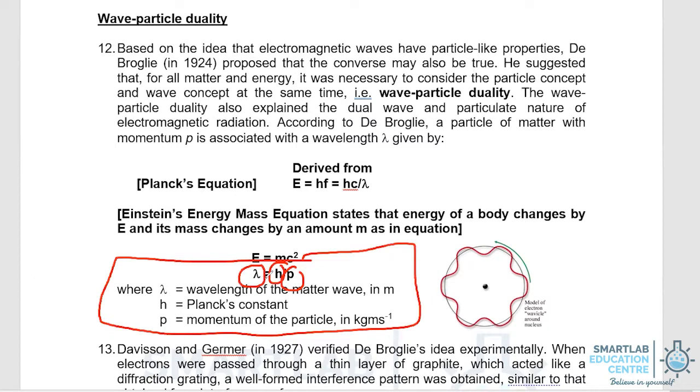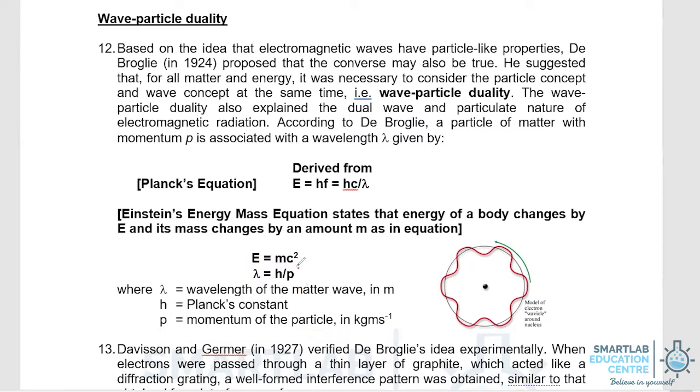So in short, if you have an electromagnetic wave of a specific frequency or wavelength, once you determine its wavelength, you can use this formula to calculate the momentum of the photon. Vice versa, if you have the momentum or the kinetic energy of the photon, you can also work out the frequency or the wavelength of the photon.